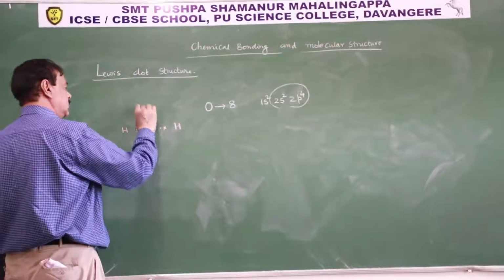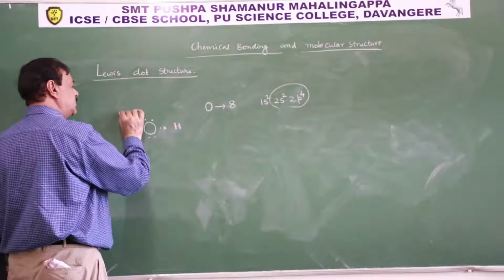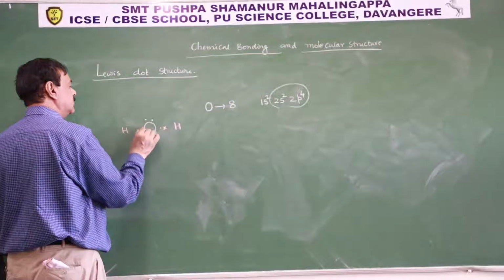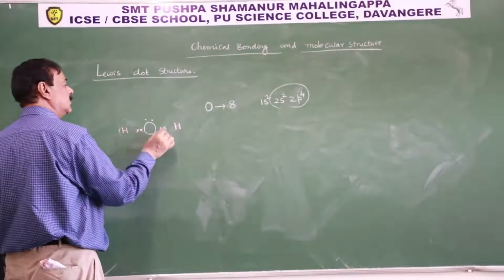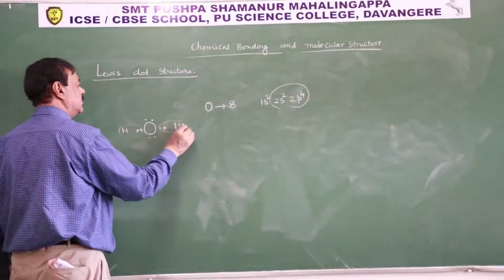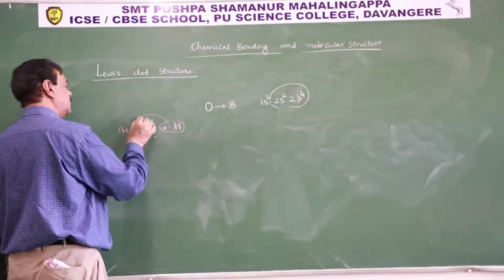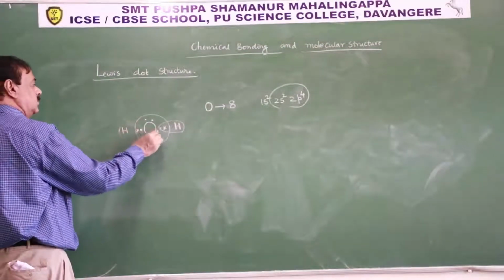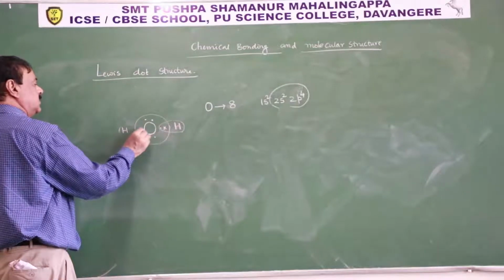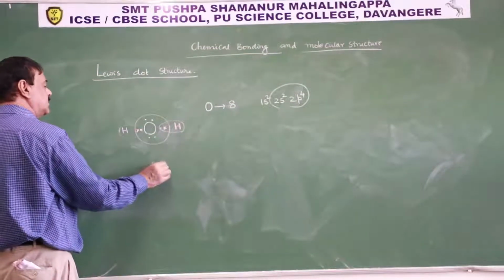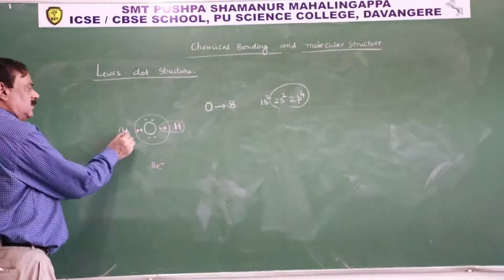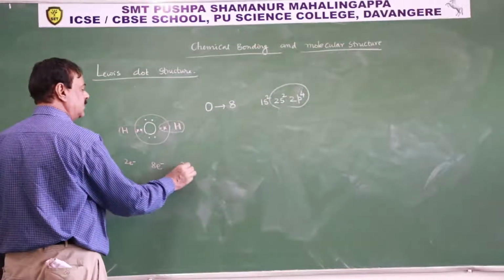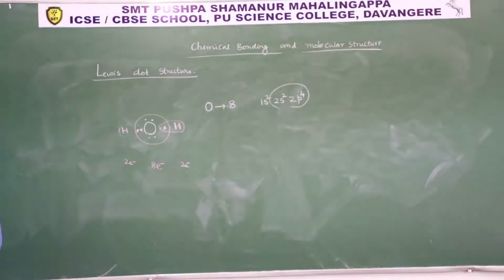Therefore, here it is an octet state. Hydrogen forms an octet state: 1, 2, 3, 4, 5, 6, 7, 8 electrons are there. For hydrogen, 2 electrons are there, and that is its stable state.